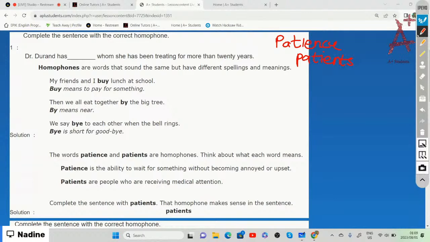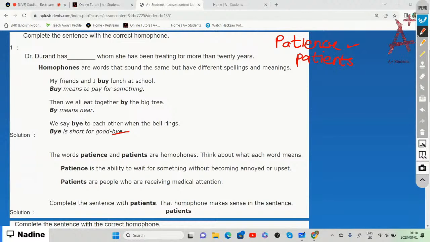Otherwise, you will get confused as to what word really matches the correct sentence, right? Because sometimes we know what the meaning of the word is that matches the sentence, but the spelling will show that it's incorrect if you get it wrong. Like in this case, patience and patients. The first, patience, is the ability to wait for something without becoming annoyed or upset. It's like saying that you are a patient person. You're not easily annoyed or upset. You like waiting. That is patience, with the spelling that ends in CE.